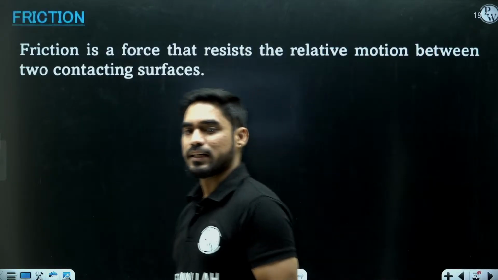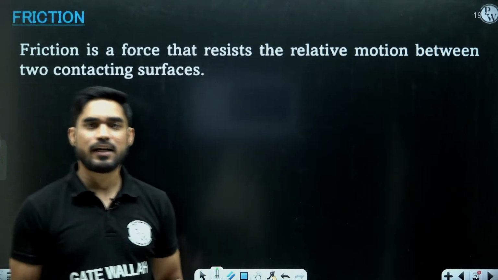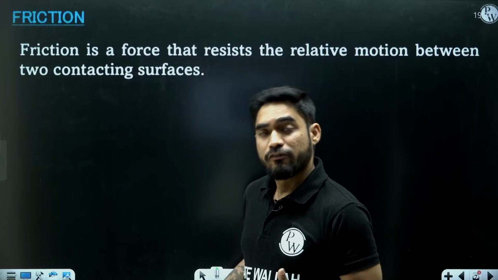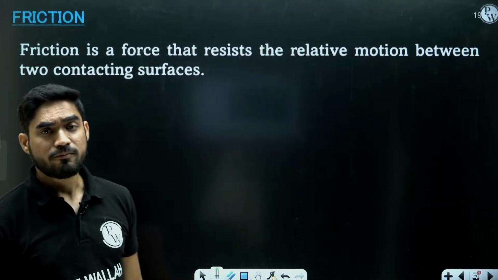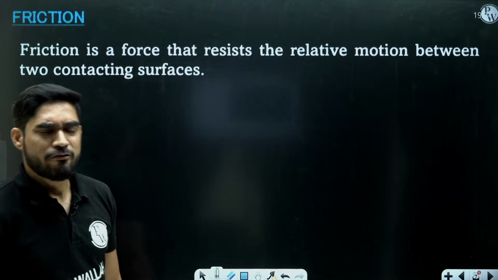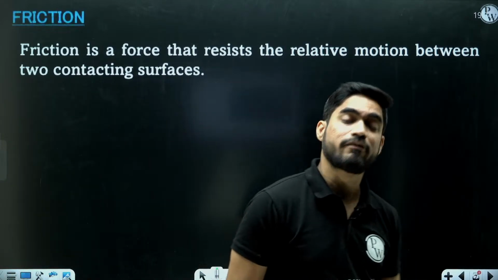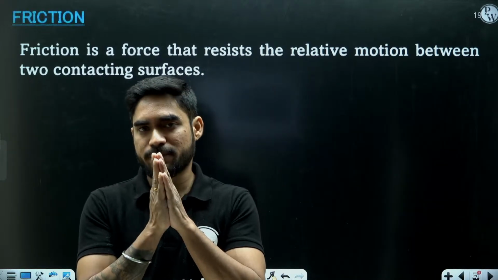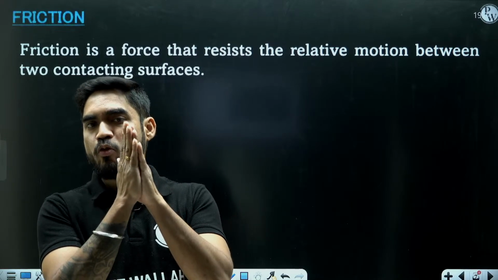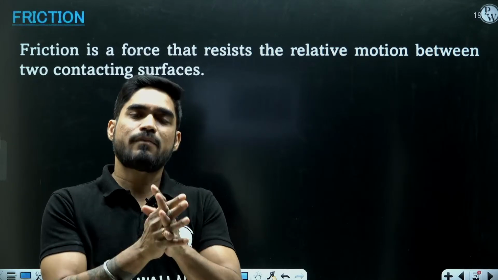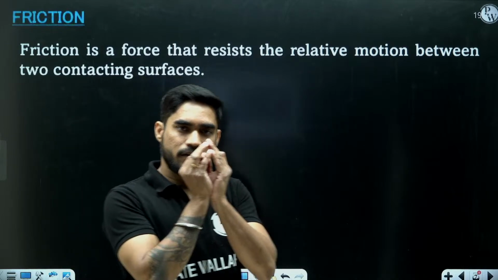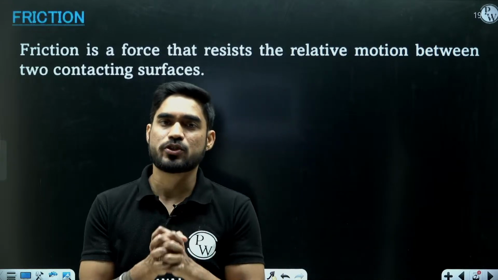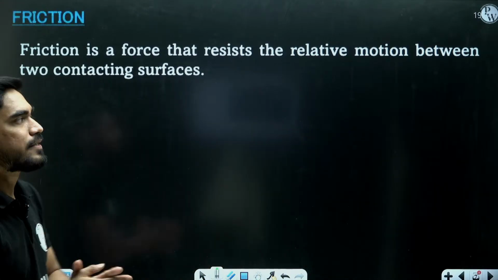So let's talk about friction. We all experience friction in our day-to-day life, right? But what is exactly friction? Friction is a force of nature. Friction is a force which opposes the relative motion between two surfaces. Whenever two surfaces come in contact with each other and they try to move relative to each other, there will be some type of opposition to this motion. There will be some force which will oppose this motion, and that concept is known as friction.